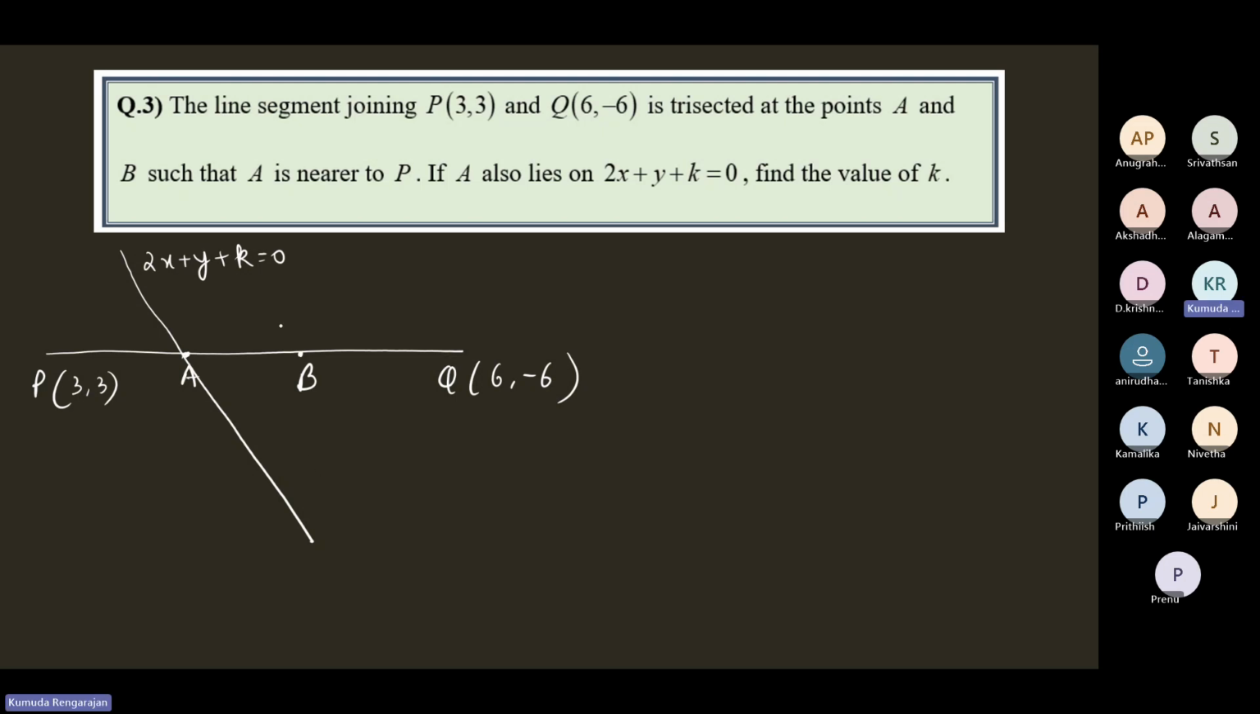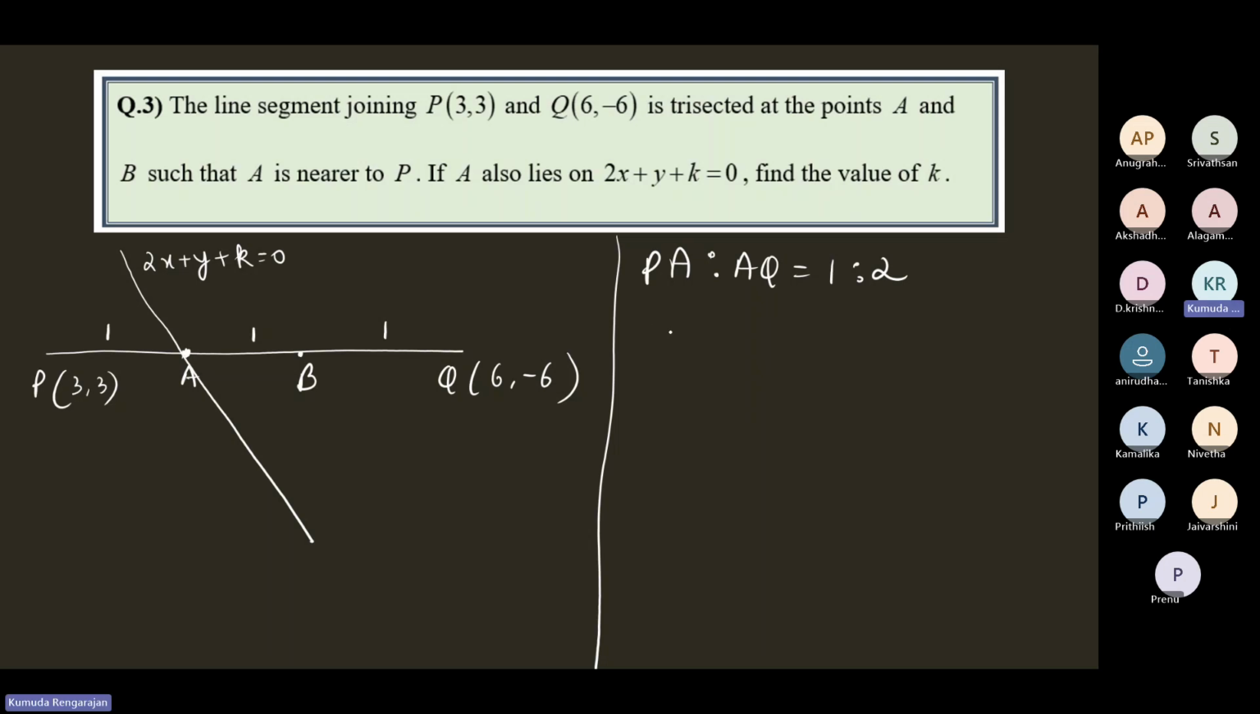Yeah, I think you can finish this. Because it's trisected, the ratio is 1:2. PA is to AQ. PA, this is one part, one part, one part. So PA is to AQ is the required ratio, that is 1:2. PA is to AQ is 1:2.